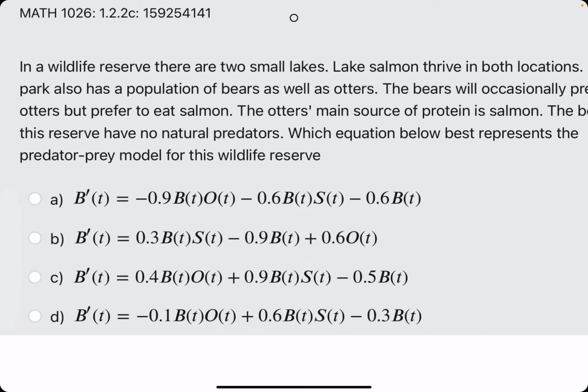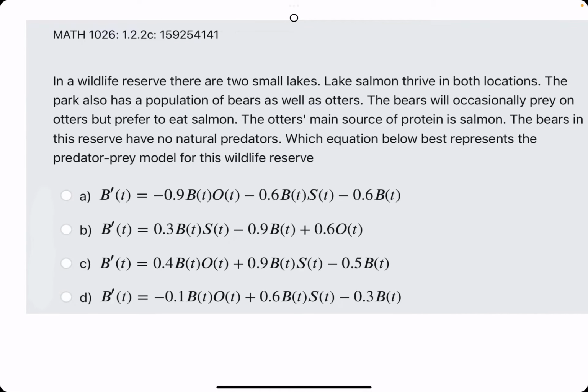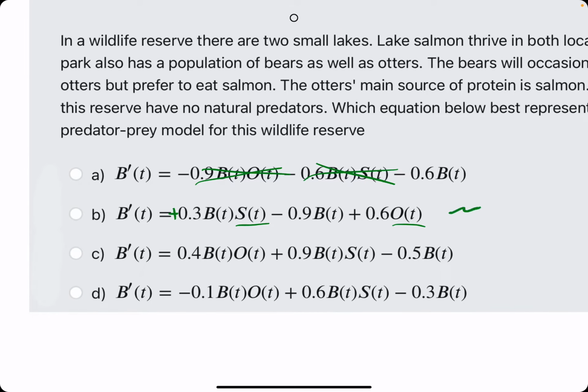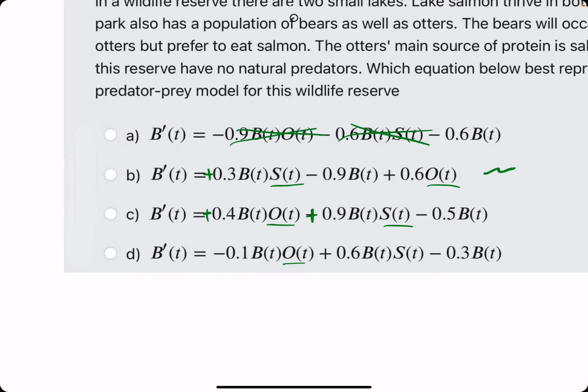All right. In the last one, we're looking at the bear rate of change. So bears are at the top, so anything they eat, like any other lower population, like otters and salmon, should have a positive effect on the bear's population. So anything with negatives in front of otters and salmon can't be right. Salmon is positive here, but otters are positive there too. So B is looking okay. We have otters, we have salmon, both positive here. That's probably a better look. And then we have otters being negative, which can't be right.